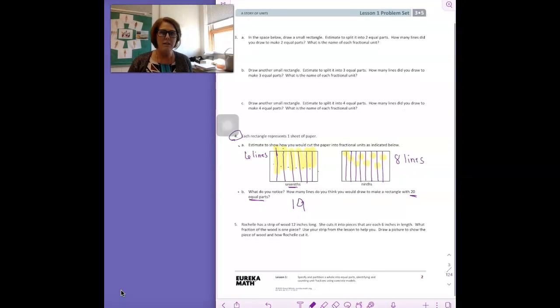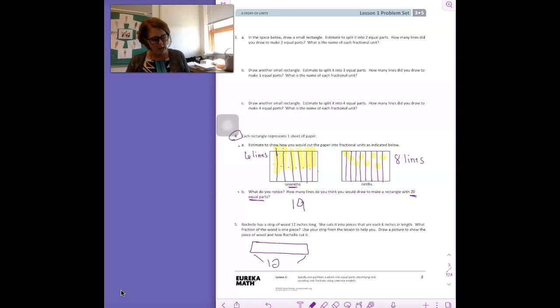Let's take a look at number 5. Number 5 says, Rochelle has a strip of wood 12 inches long. She cuts it into pieces that are each 6 inches in length. What fraction of the wood is one piece? Use your strip from the lesson to help you. Draw a picture to show the piece of wood and how Rochelle cut it. So if you have your piece of paper from before, your ruler or whatever, you can use that, or we can always draw a tape diagram.